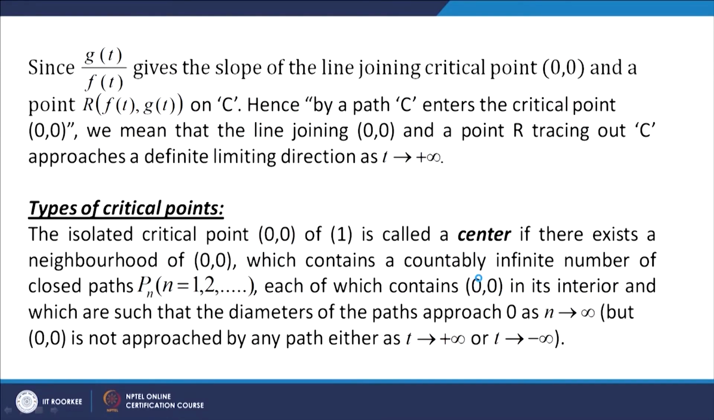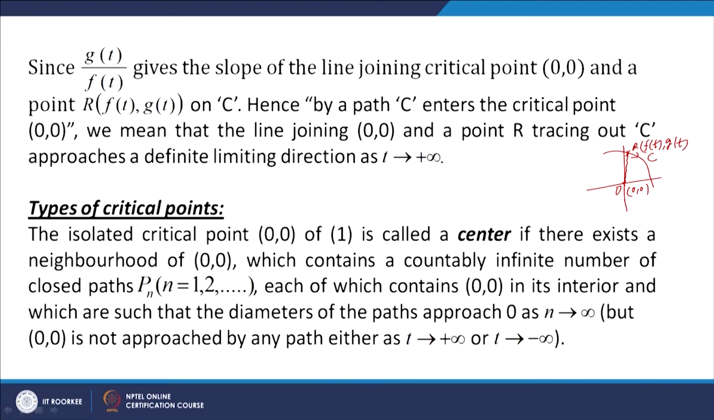Since g(t) over f(t) gives the slope of the line joining the critical point (0,0) and a point R with coordinates (f(t), g(t)) on C, let us see how we get that. Suppose this is your (0,0) critical point and this is your path describing C. R is any point here, (f(t), g(t)). Then the slope of the line OR, where this is O, will be g(t) over f(t).